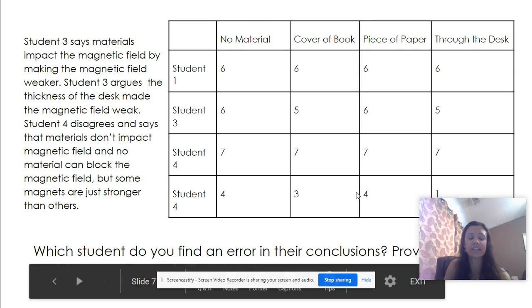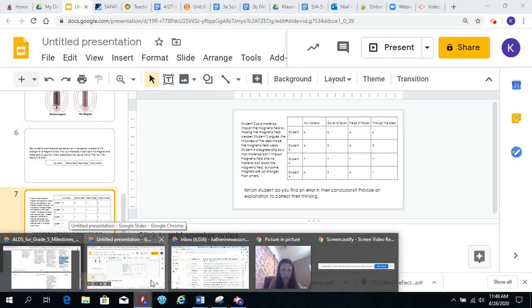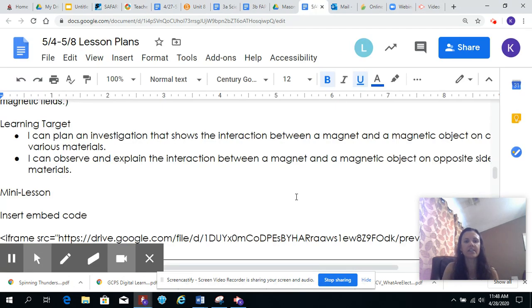So again, today, our learning target, let me go back to it, was I can plan investigations that show the interaction between a magnet and a magnetic object on various materials. And I can observe and explain the interaction between a magnet and a magnetic object on opposite sides of materials. So looking at that chart helped us understand the interaction between a magnet and a magnetic object with various materials.